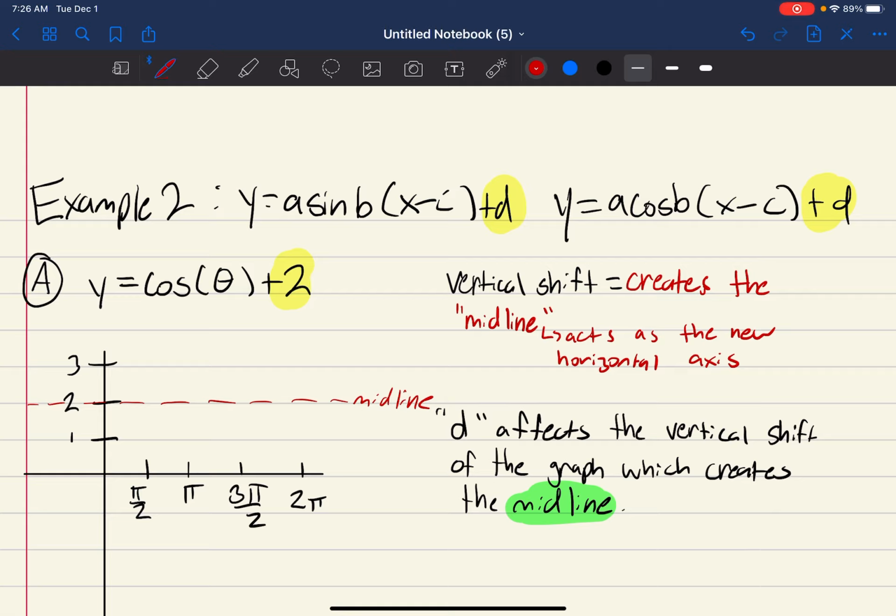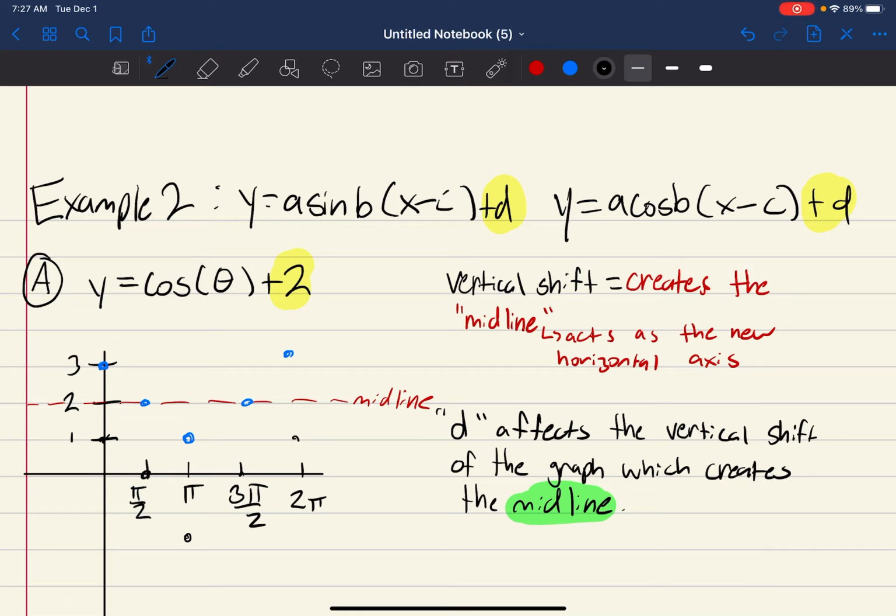And then from there, we could just plot our points. So if you remember, it would be from here to here to here to here and then to here. But imagine that, but you shift it up by 2, or you follow the new midline, as you can see from why we created that midline. So I would create from here to here to here to here and to here.